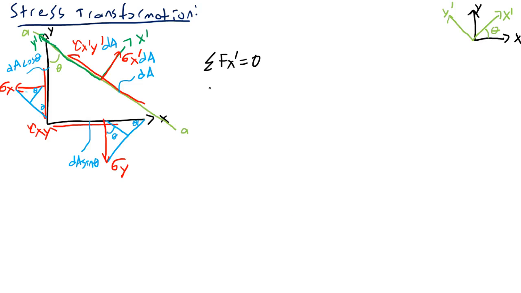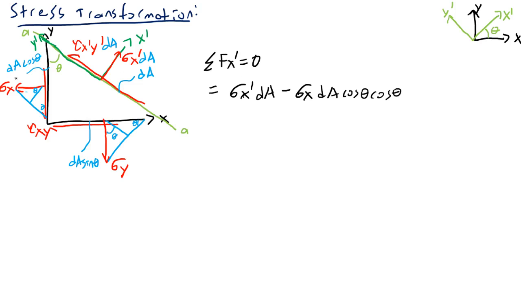So this will equal sigma x prime dA. Look here. We're summing forces along the x prime axis. Sigma x prime is acting this way, and we just multiply it by dA, the little differential element area, to get the total force along the x prime axis, minus sigma x dA cosine theta times cosine theta.